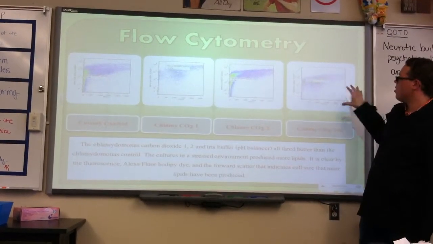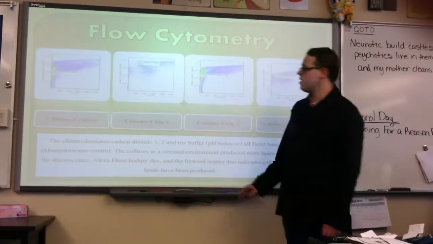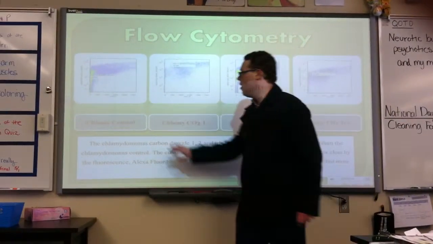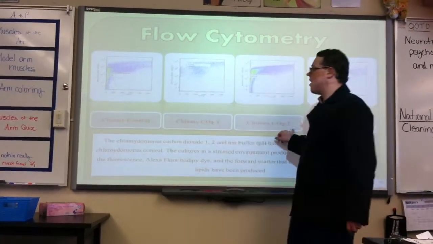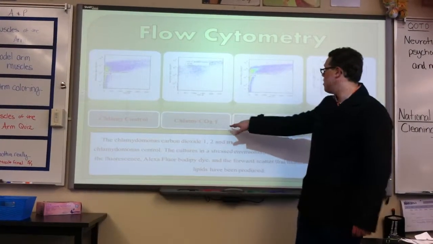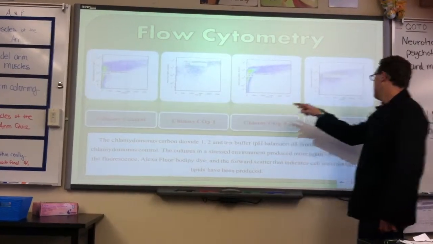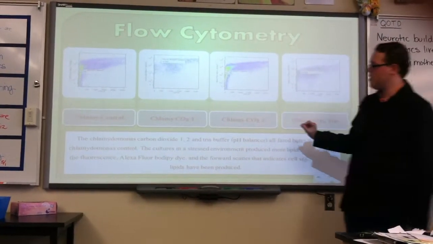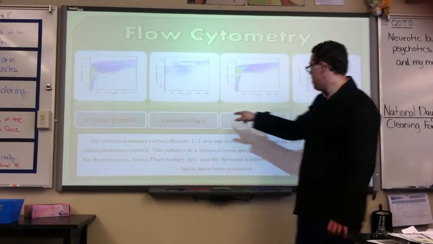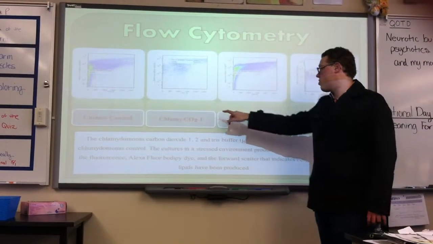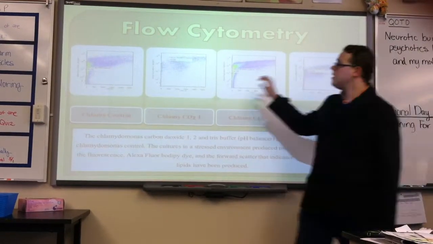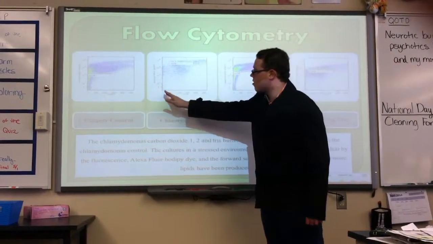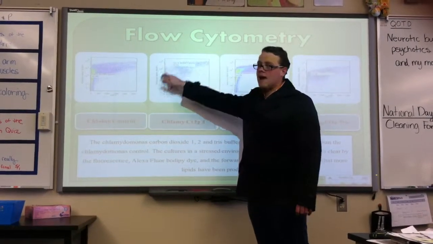And so these are our results we got from the flow data at the end of the session. So this is Chlamydomonas, and that's our control. This is it with CO2, this is it with CO2, and that's it with CO2 in the buffer. Now, if you look at the Chlamydomonas, with these two in particular, just the CO2 without the tris buffer, we did get a very high lipid concentration on the y-axis.